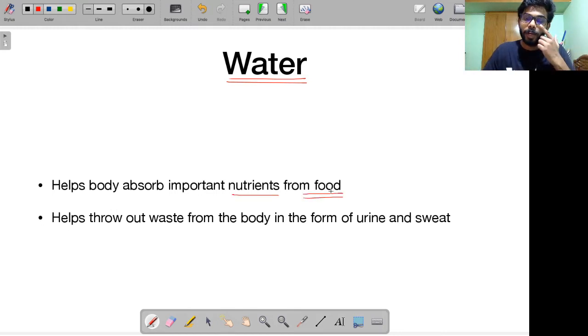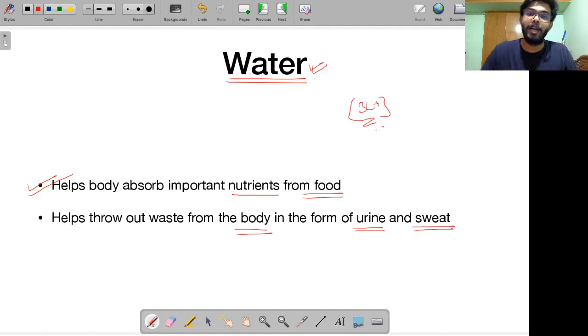So whatever important nutrients like carbohydrates, fats, vitamins, etc. are there, for your body to be able to intake these nutrients from the food, water is very, very crucial. Okay, water, remember, is also a roughage. Water helps throw out excess waste from the body in the form of urine and in the form of sweat. Okay, for both these reasons, water is very, very important. That's why people tell you drink at least 3+ liters of water per day.